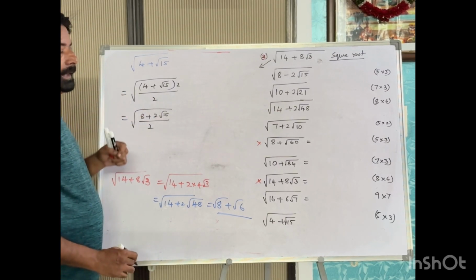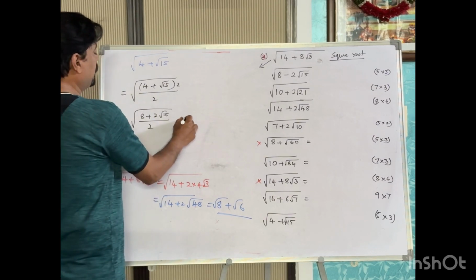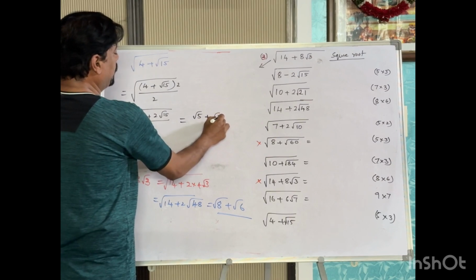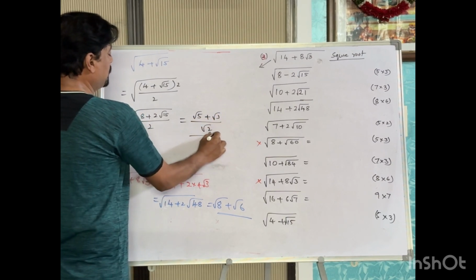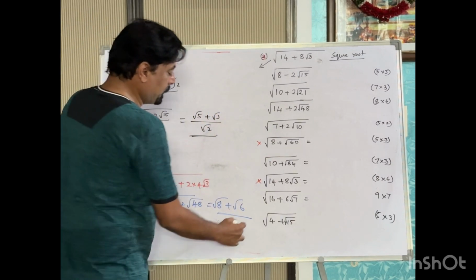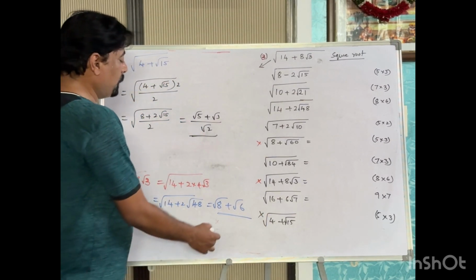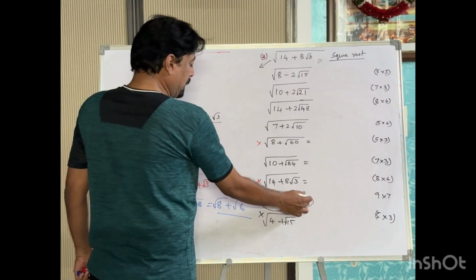So if I split 15, that will be 5 3s are 15. The numerator square root is root 5 plus root 3. The denominator you write as is. This is the square root of the given question. Now my question is 4 plus root 15. So just you try about this question, you will get the answer.